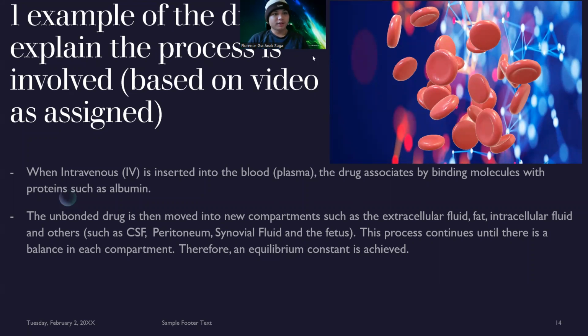As an example, when an intravenous drug, known as IV, is inserted into the blood plasma, the drug associates by binding with proteins such as albumin. The unbound drug is then moved to new compartments such as the extracellular fluid, the fat, the intracellular fluid, and others such as the CSF, the peritoneum, synovial fluid, and the fetus. This process continues until there is a balance in each compartment. Therefore, an equilibrium constant is achieved.